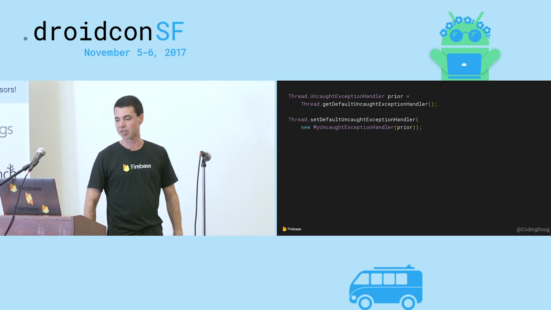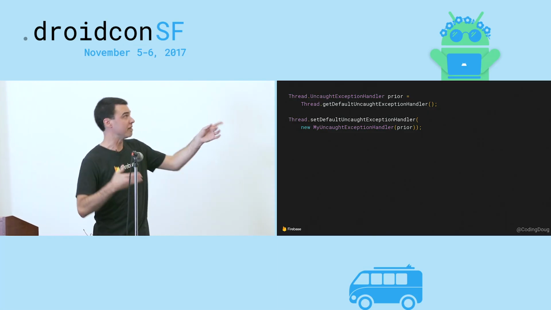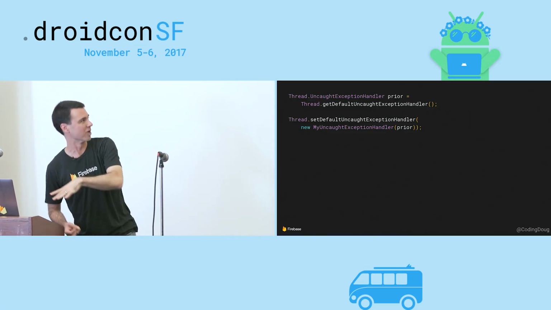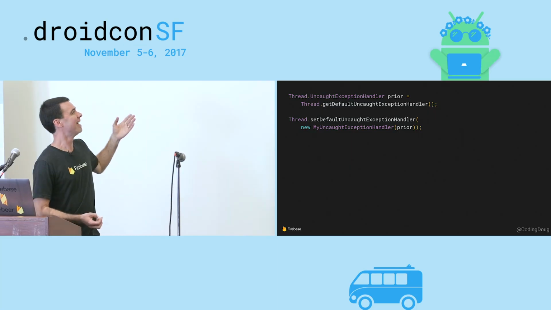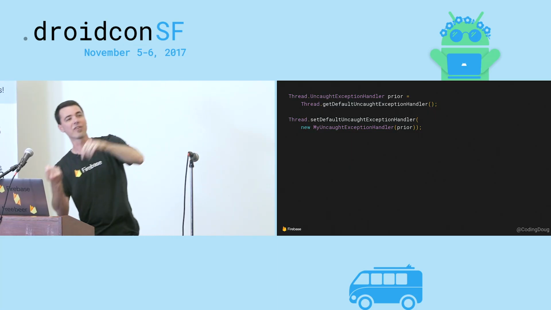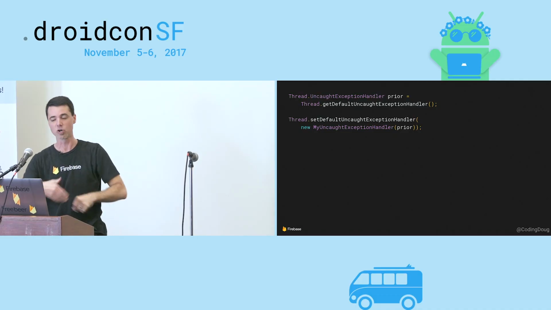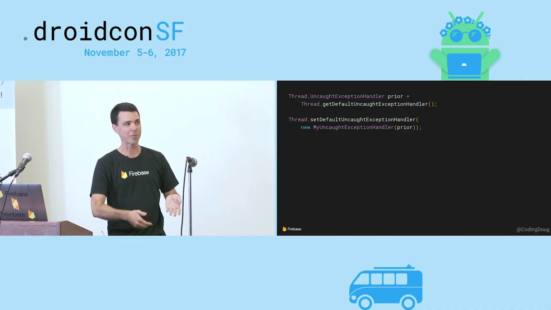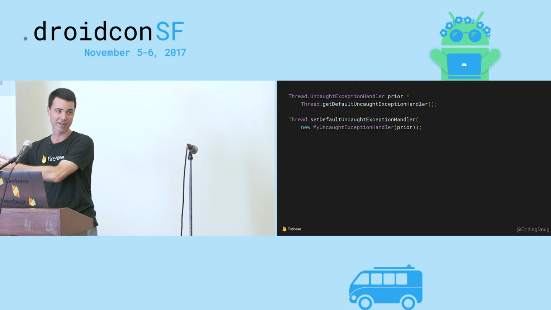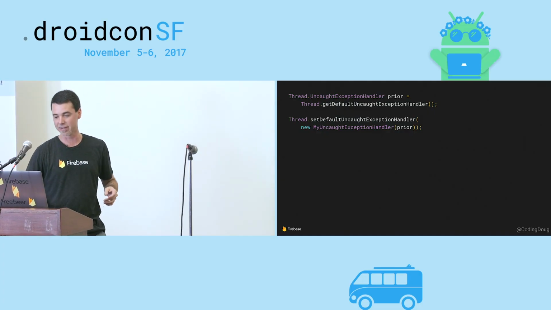But to set up your uncaught exception handler, you get the default. So you use this API, Thread.getDefaultUncaughtExceptionHandler, which is a lot of words, verbose Java, right? Then you set yours in its place. Because yours is taking the other one as the prior, it will call through. So basically, each uncaught exception handler is calling each other in a chain until you get back to the original uncaught exception handler that Android provides. And it does things like this.